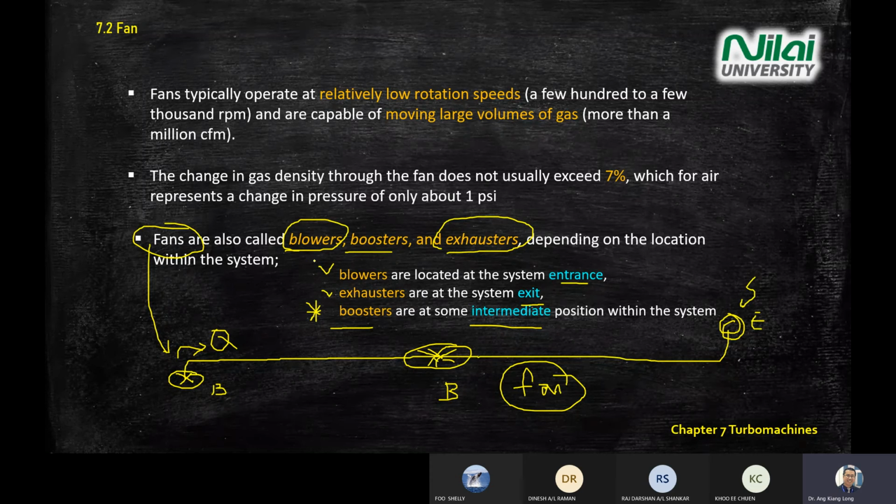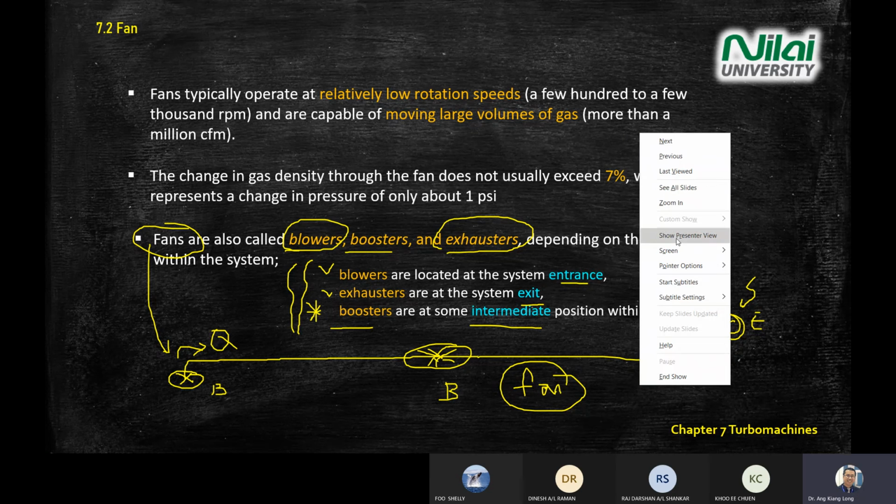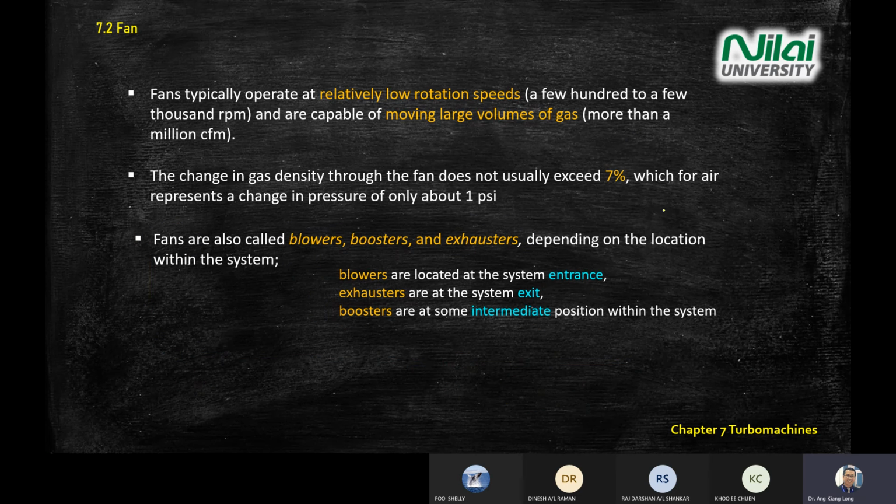Okay, so don't make a joke in your office later on. Make sure you are sensitive to the name of the fan. If your colleague mentioned blower, it means something at the entrance. If the colleague mentioned exhaustor, it means something at the exit. If the technical log or your colleague mentioned booster, it means something within the system. Okay, so these are the technical names.